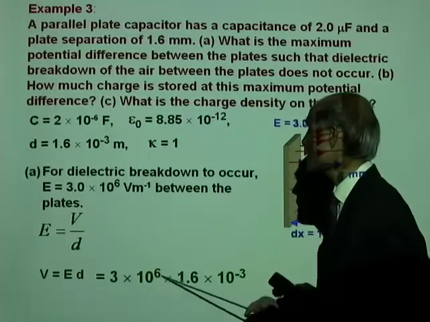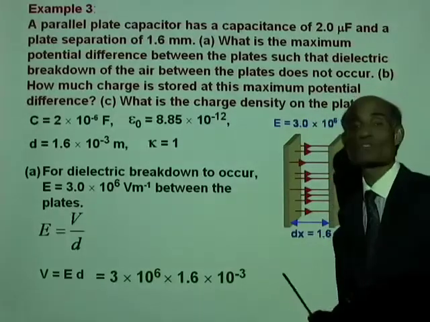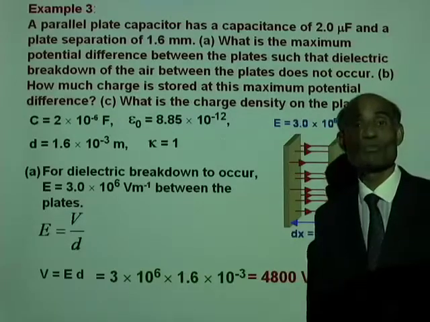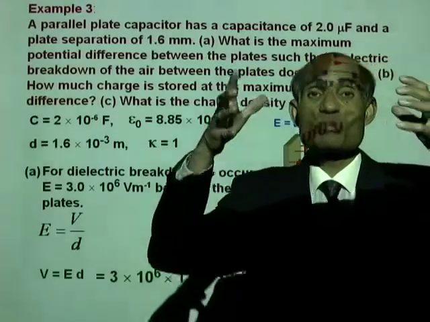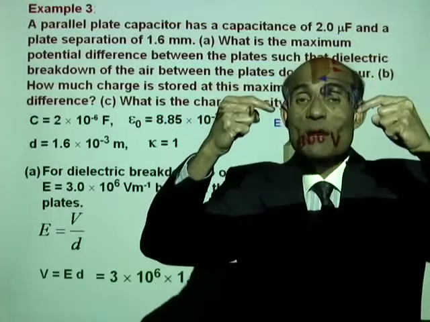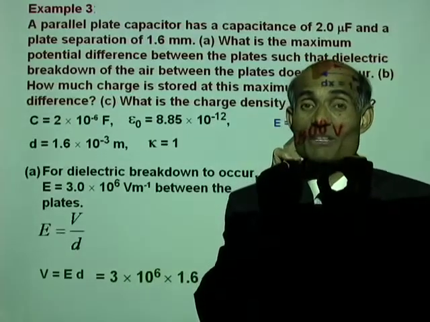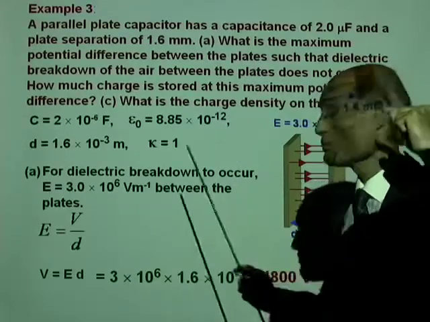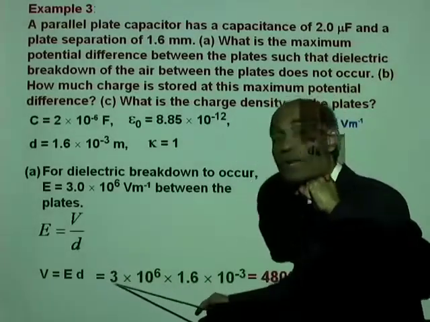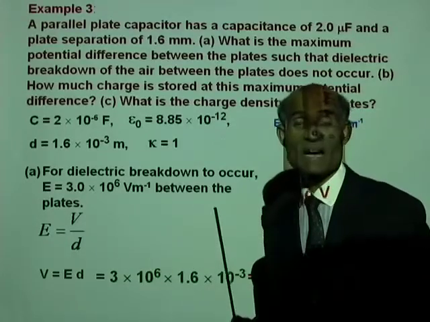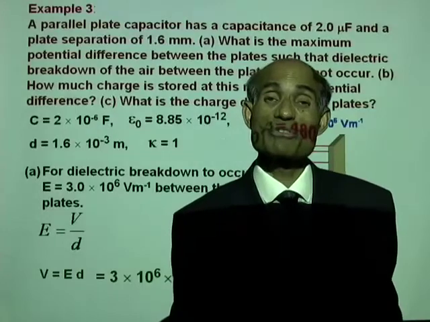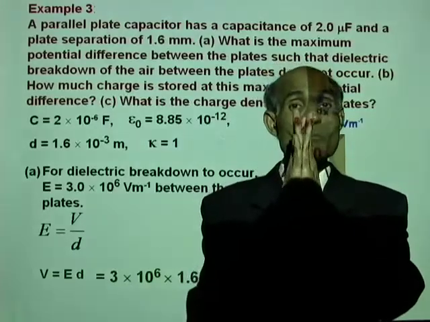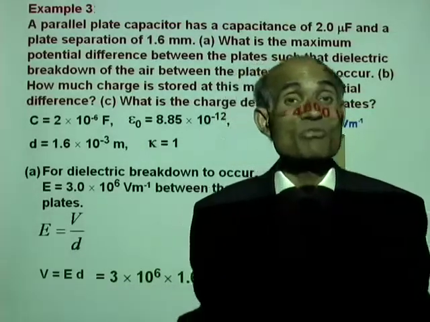And E is 3 times 10 to the 6. D is 1.6 times 10 to the negative 3. And that is 4,800 volts. So the maximum potential difference you can apply between the two plates without causing a dielectric breakdown is 4,800 volts. If you increase the potential difference from this value, the electric field will increase, and that will result in dielectric breakdown. And remember, the capacitance will no longer work if there is a dielectric breakdown. The space between the two plates must be an insulator for the capacitor to function normally.